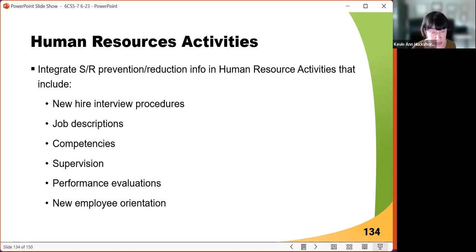Other duties as assigned works a bit, but not very well when it comes to things like seclusion and restraint competencies. Regular competencies, supervision: who is supervising that person and do they know how to supervise. Performance evaluations, which are usually done annually, really should be done more often, but we usually don't have time. And then also new employee orientation or onboarding.